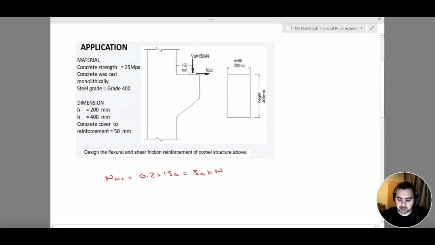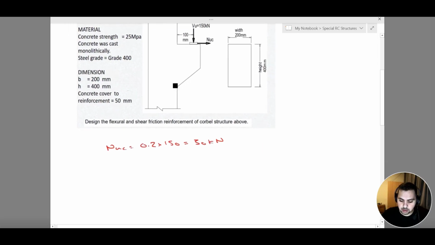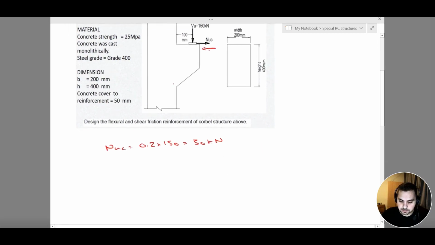Now when it comes to my compression, we're going to have compression here. However, this compression is going to be applied along this area, and this concrete area is big enough to resist the compression that is being applied on it. So we don't really have to reinforce against compression. We only have to reinforce against tension.